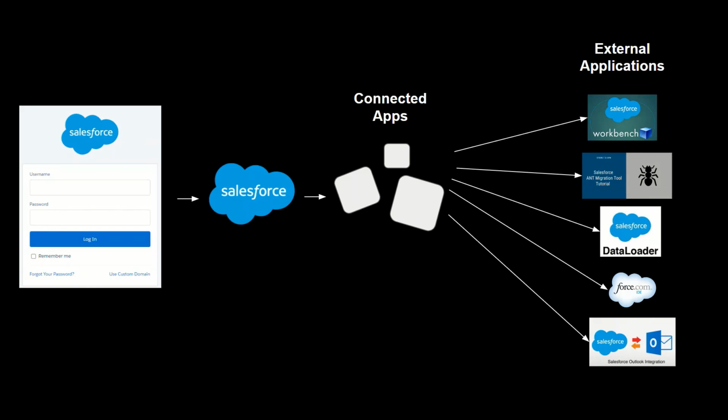So you have a Salesforce org, and then you have a connected app which is used to connect to different third-party channels, for example Workbench or Data Loader. If we want to import any data, the authorization and all that will happen using a connected app in the backend, and we can extract all the data from the org into Data Loader, and we can import data from Data Loader into Salesforce by using connected apps.